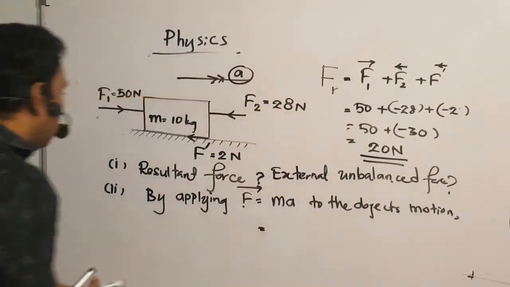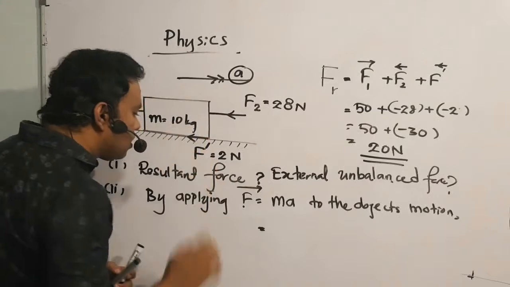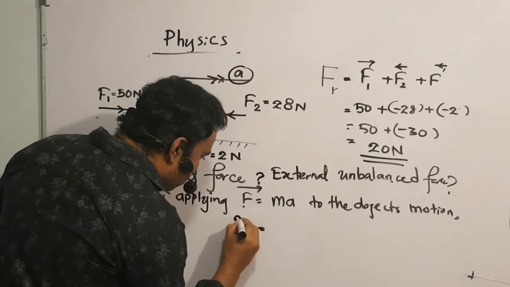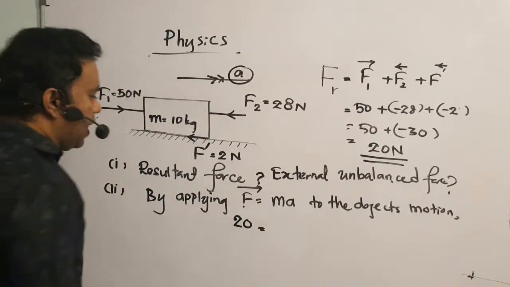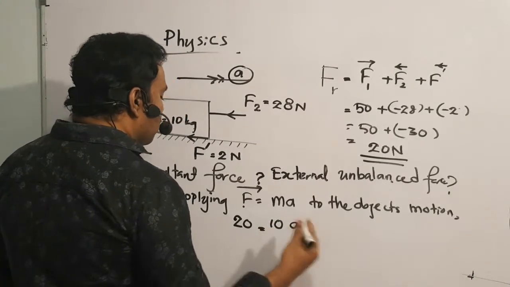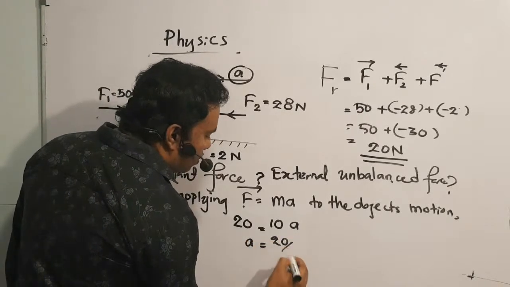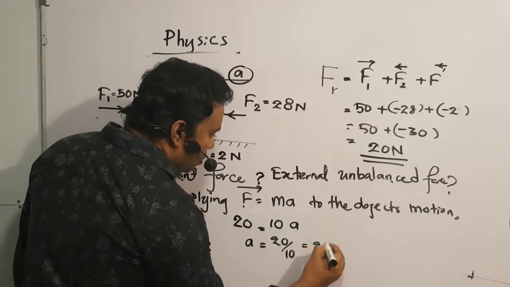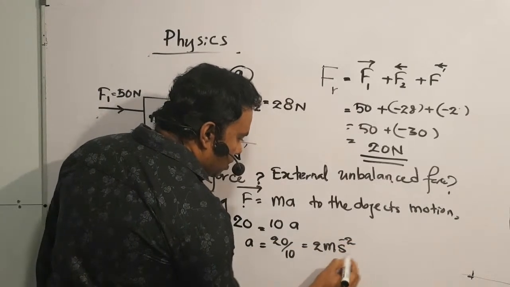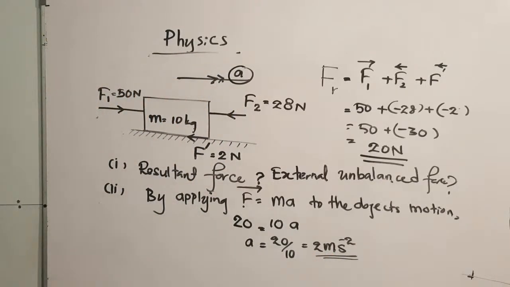So that's what Newton explained. Therefore, this force is not F1, not F2, not F dash. We have to take the sum of that, so that's 20. Mass is given as 10 kilograms, so acceleration is to be calculated. Acceleration equals 20 upon 10, so acceleration is 2 meters per square second. So this is the answer. You know the acceleration now.